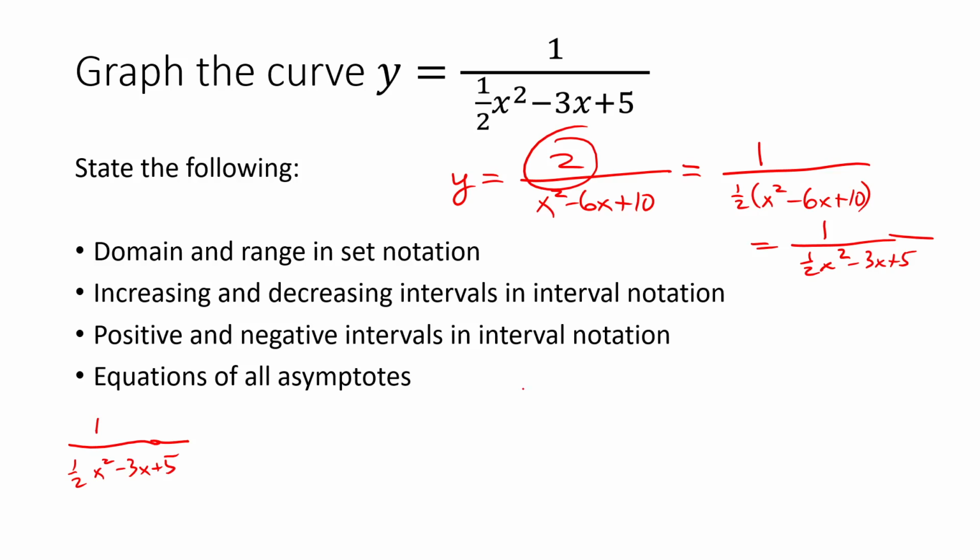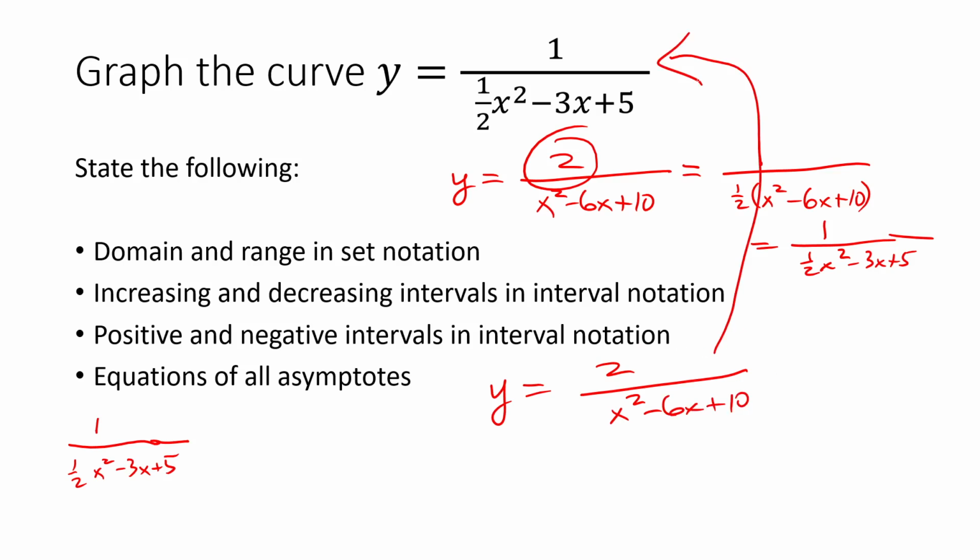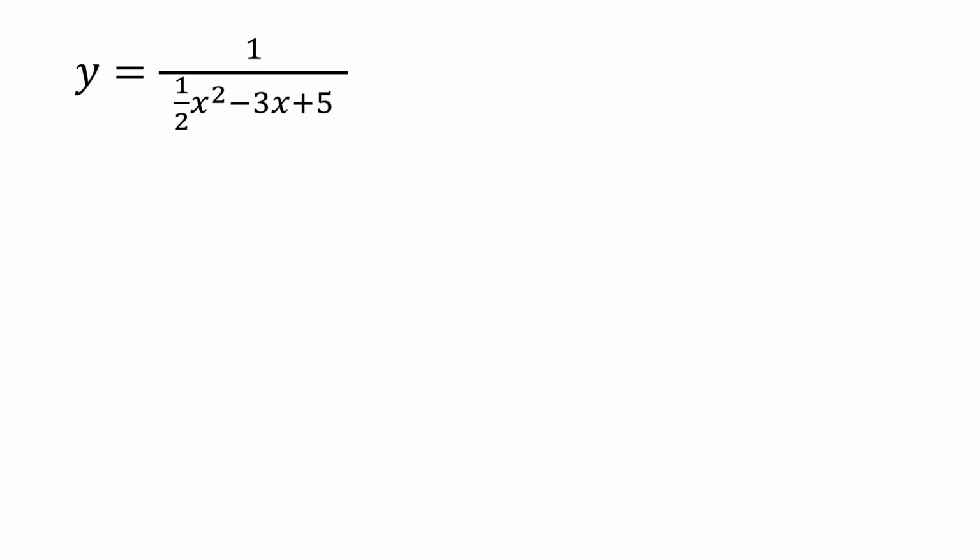So again, if you were to see this curve in nature, so to speak, it would probably look like this, and you would then multiply top and bottom by 1/2 to make it look like that. So we're just skipping that first part and just graphing 1 over 1/2 x squared minus 3x plus 5. Okay, so let's get to the question.